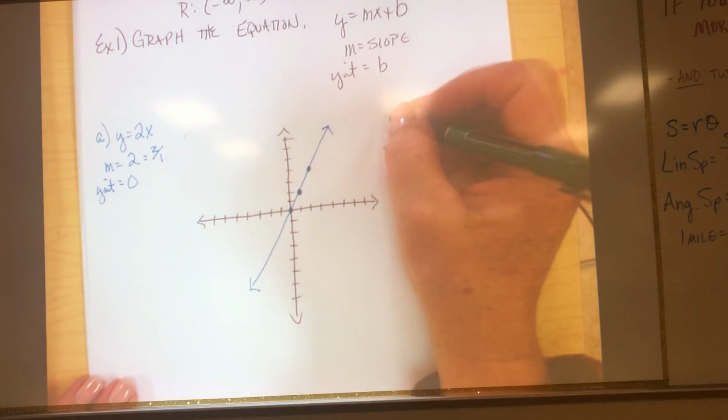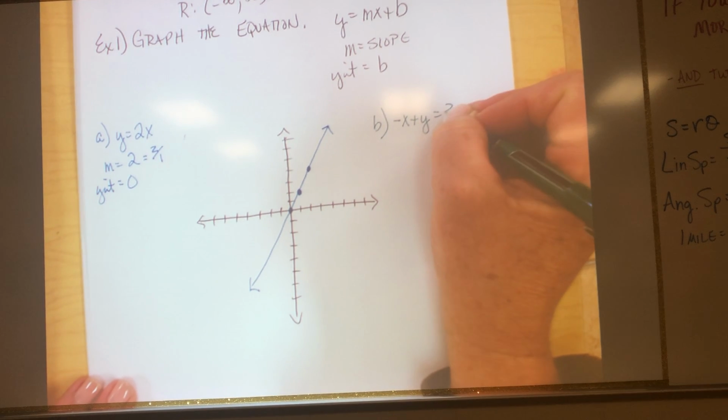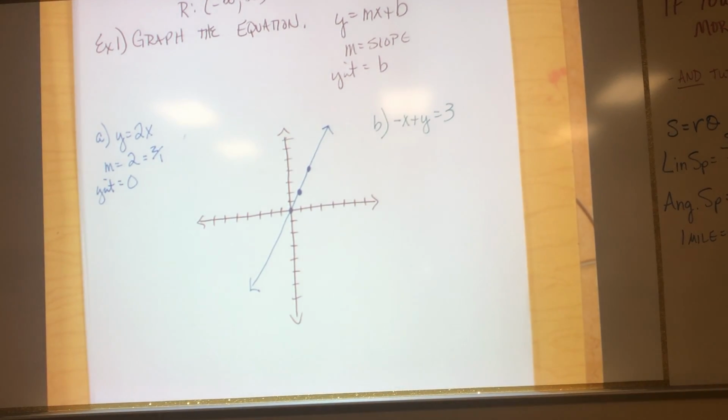All right, here's B. Negative x plus y equals 3. You do it. Negative x plus y equals 3.